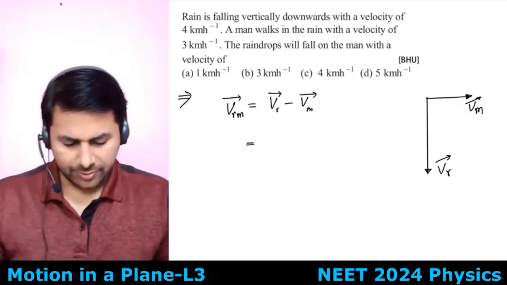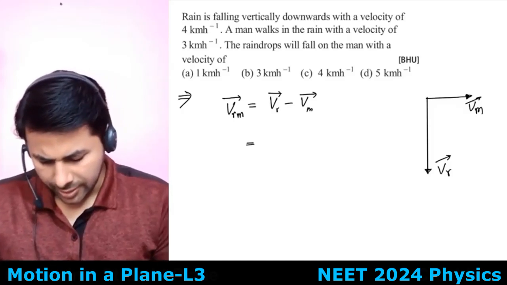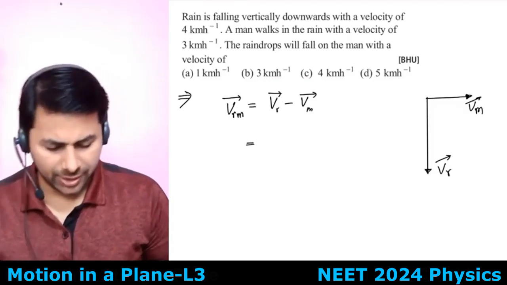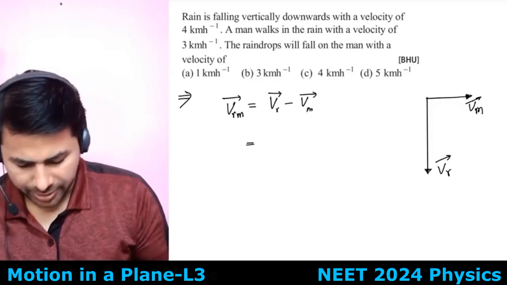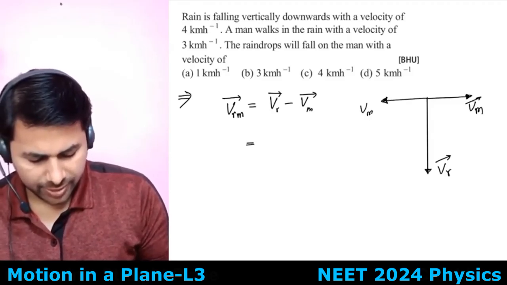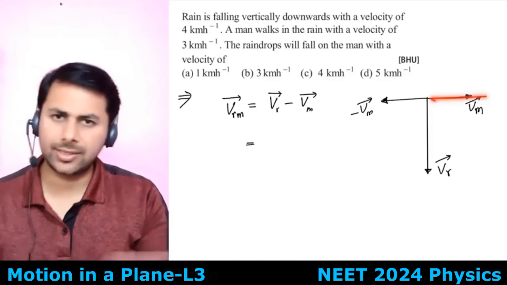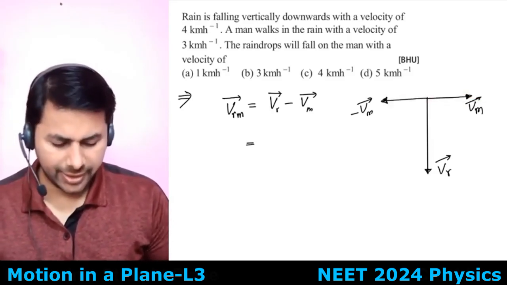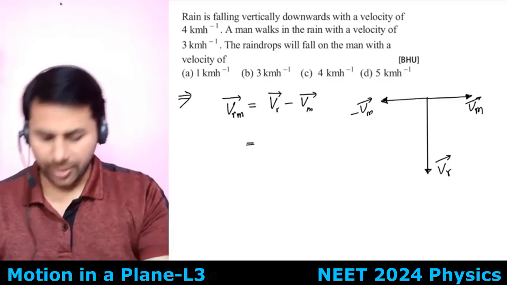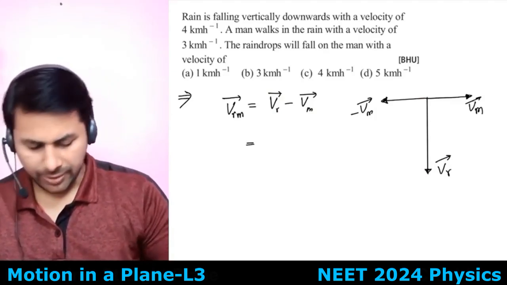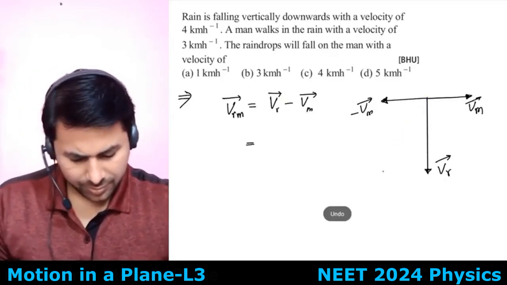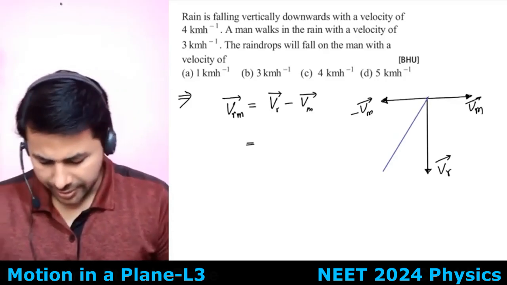So this is with direction, we want only magnitude. But if we want with direction, you can just draw this vector on opposite side. This will be minus of velocity of man, right? Velocity of man is in this direction. This is minus of that, and you want its resultant, because you want Vr minus Vm bar. So raindrop will fall in this direction. They will appear to fall in this direction for this man. Right? Is it clear? Yes, no.